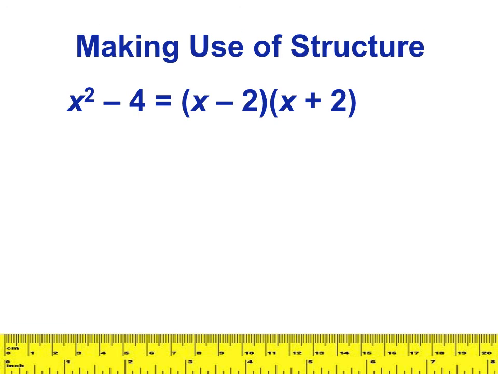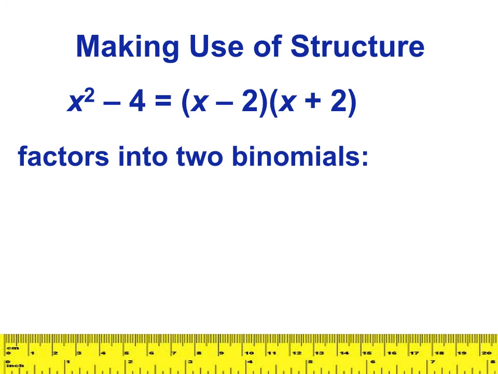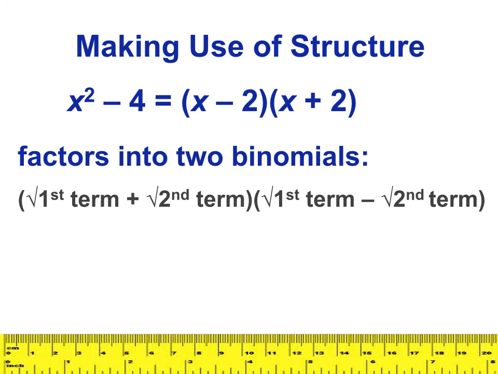So when we factor the difference of perfect squares, notice two binomials will result. It'll be the square root of the first term plus the square root of the second term times the square root of the first term minus the square root of the second term. And those factors can go in either order. You can put the minus binomial first and then the plus, or vice versa.